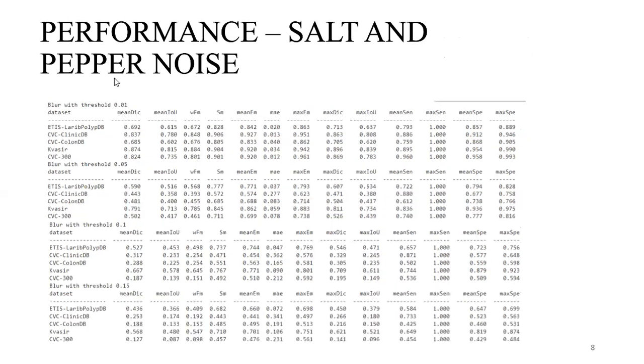For the salt and pepper noise, we used in total 4 values for the threshold. Based on this result, we can say that the performance rapidly decreases when we increase the values of the threshold. It falls off from, for example, 0.6 here, to 0.5, 0.52, 0.43.